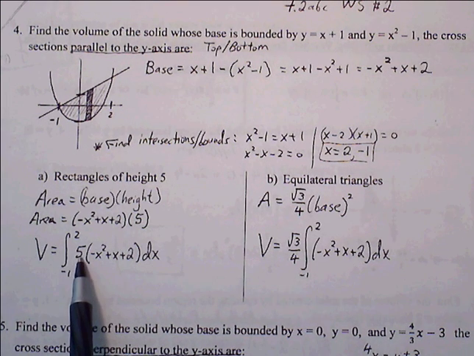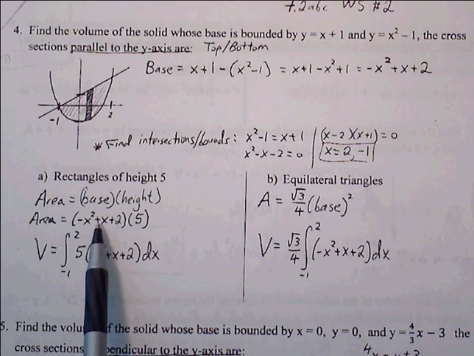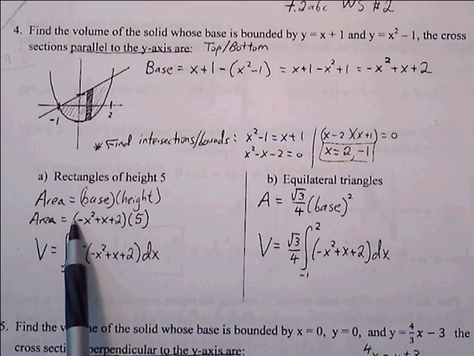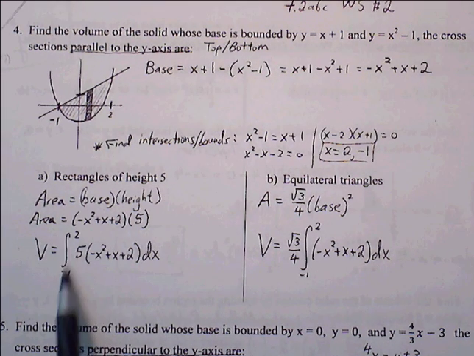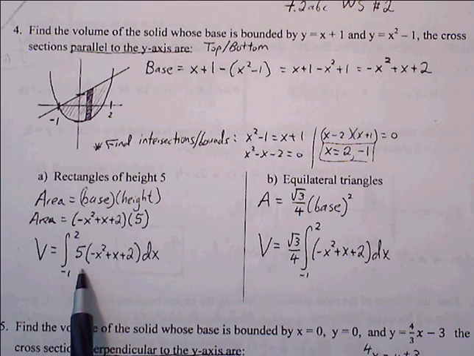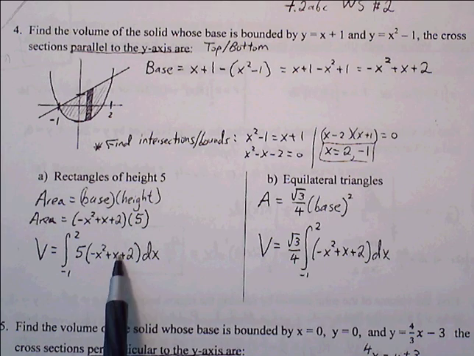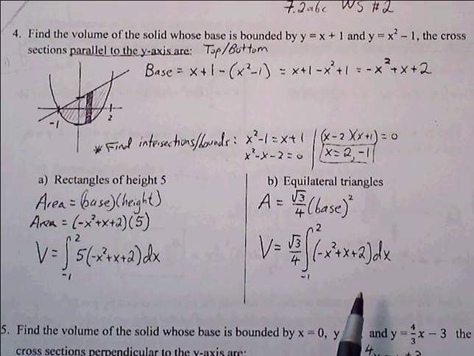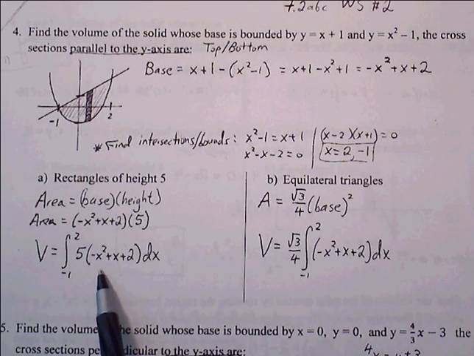So the area is base times height, and then for volume we take the definite integral from -1 to 2, which will accumulate all these infinite numbers of rectangles, and here we have the setup to find the volume. The rest can be plugged into the calculator to find the actual volume.